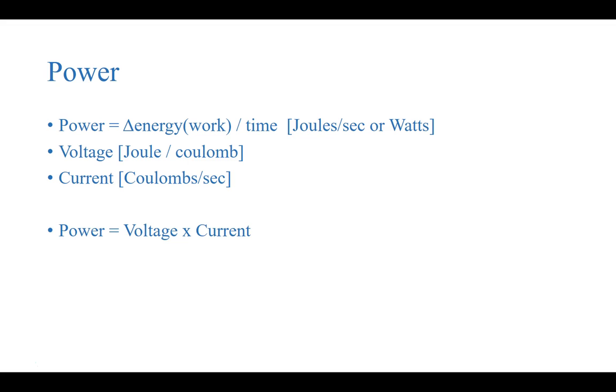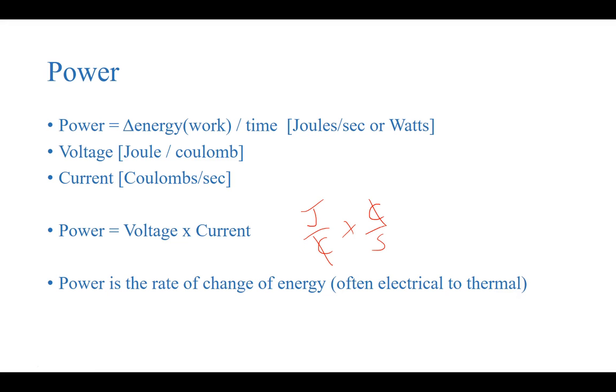So did you get this? Power equals voltage times current. Notice that voltage is a joule per coulomb, and current is a coulomb per second. And when you multiply the two, you get a joule per second, which is a watt, or power. So again, power is the rate of change in energy. And with electricity, oftentimes it's going to be the change from electrical energy to thermal energy.